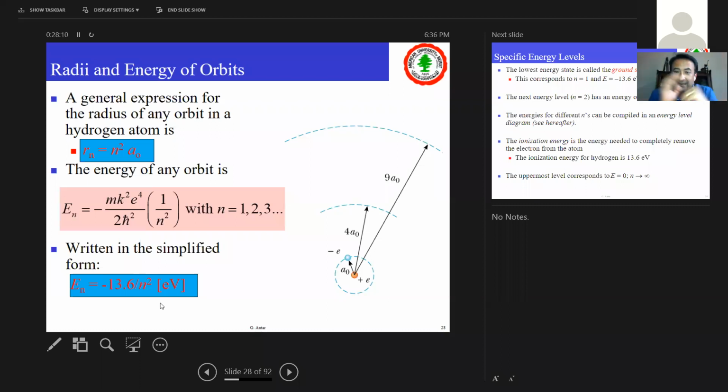Okay? Now you probably have the question: the energy is negative, what does that mean? Where does this minus come from actually? Okay, E_n is the total energy. What is in the total energy? There is kinetic energy and there is potential energy.